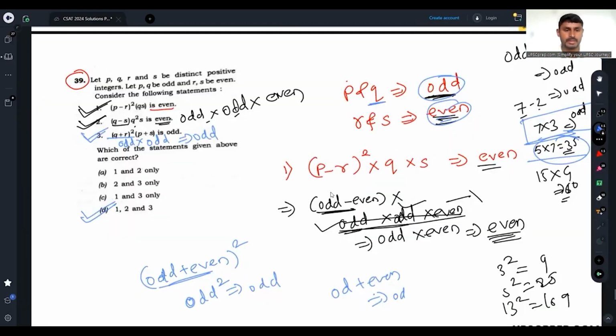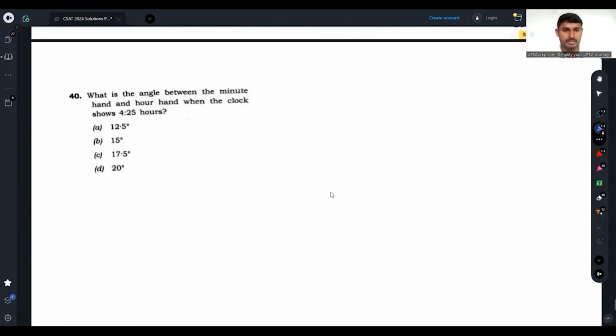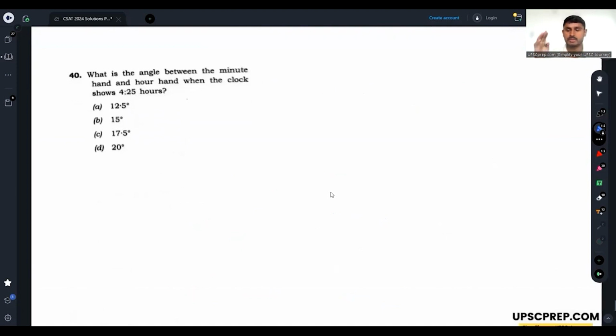Clear? 39 was, again, an easy question. The only thing is you needed to validate three statements, so it would take some amount of time, right? But easy question, not that difficult. The 40th one: what is the angle between the minute hand and hour hand when the clock shows 4:25 hours? Okay, so this is again the easiest question to solve from the clock.